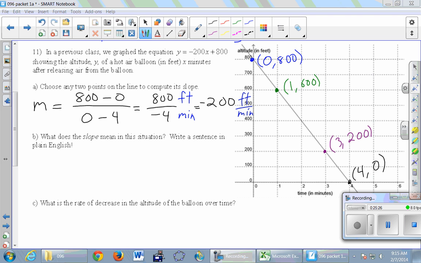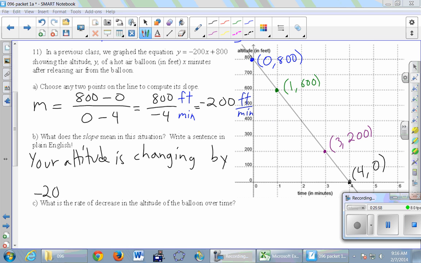What's happening here? Something with negative 200 feet per minute. What's changing at negative 200 feet per minute? Altitude. Your altitude is changing by negative 200 feet per minute. Another way to say that is that you're decreasing by 200 feet every single minute. Your altitude is decreasing by 200 feet every minute. So let's write that. Your altitude is changing by negative 200 feet per minute.